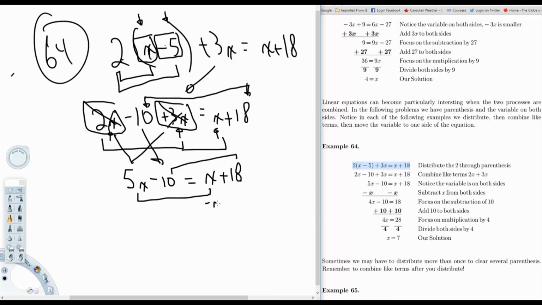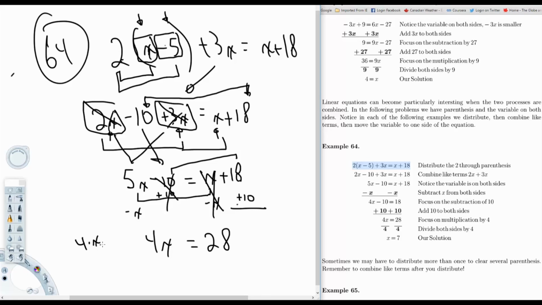So we subtract an x here and we subtract an x there. Also, this minus 10 has got to go because we have to put it on this side, right? So we add 10 here and add 10 there. 5x minus x equals 4x. Minus 10 plus 10 equals 0. x minus x equals 0. 18 plus 10 equals 28. We're getting somewhere.